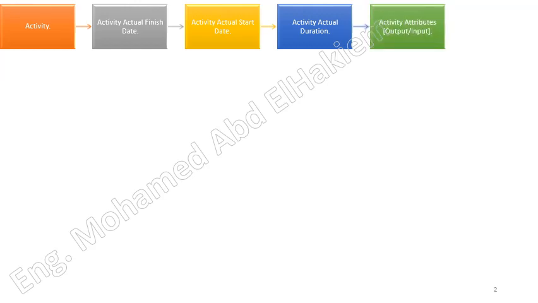Activity attributes, output/input. Multiple attributes associated with each schedule activity that can be included within the activity list. Activity attributes include activity codes, predecessor activities, successor activities, logical relationships, leads and lags, resource requirements, imposed dates, constraints, and assumptions.